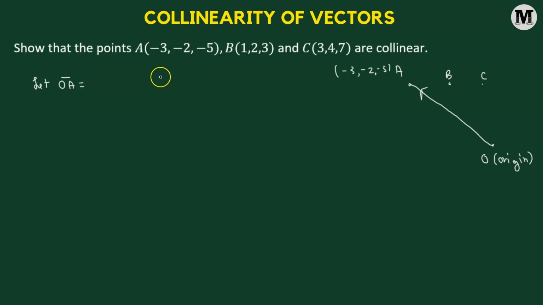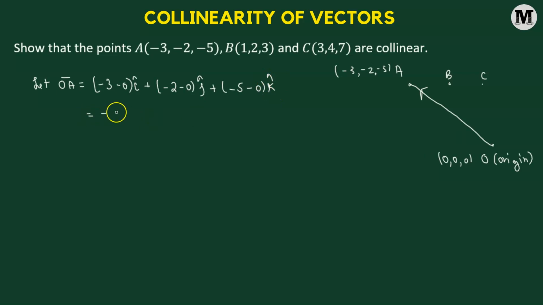Now how do we find out the position vector of a given point if we know the coordinates of its endpoints? The coordinate of the origin is going to be 0, 0, 0. All we have to do is take the difference of the coordinates. That means for the x coordinate, we take -3 minus 0, multiply it with i cap. For the y coordinate, we have -2 minus 0 times j cap. And for the z coordinate, -5 minus 0, multiply with k cap.